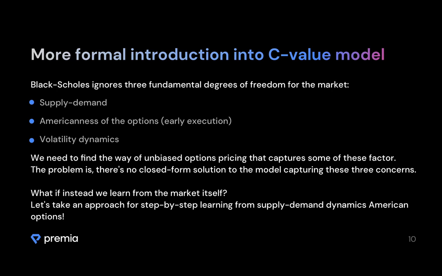As we all know, Black-Scholes ignores three fundamental degrees of freedom for the market: supply-demand balance, Americanness of the option, or the possibility for early execution, and volatility dynamics. So we need to find a way for unbiased options pricing that captures some of these factors. And the problem is there is no closed form solution to the model capturing all of these concerns. But what if instead we learn from the market itself, from the behavior of market traders and other actors? Let's take an approach of step-by-step, or sequential, learning for supply-demand dynamics for American options.